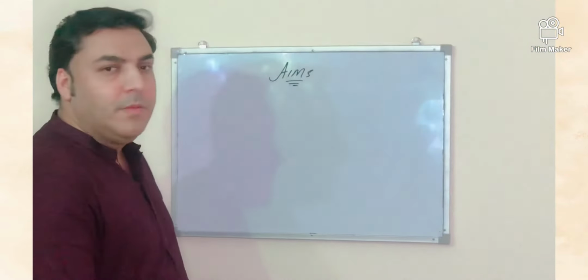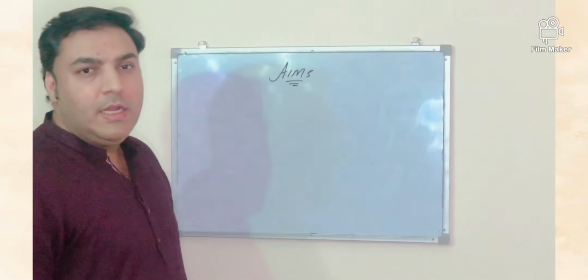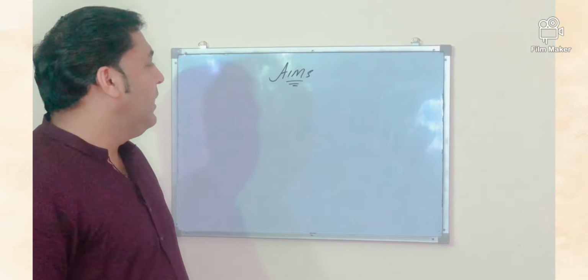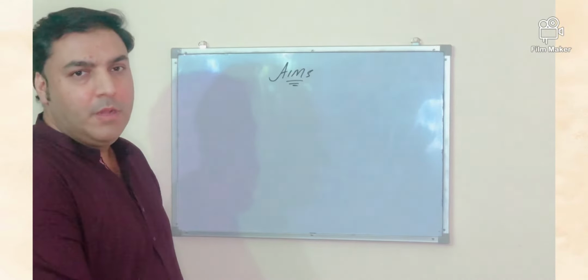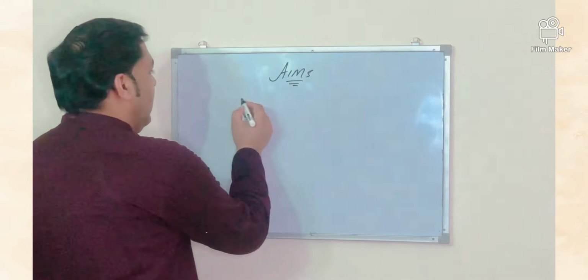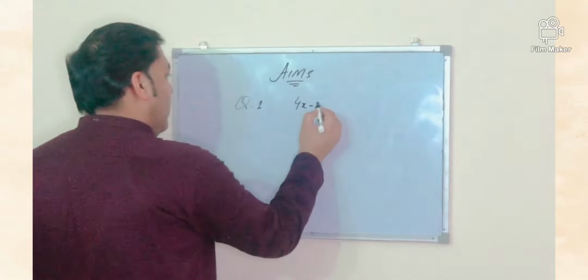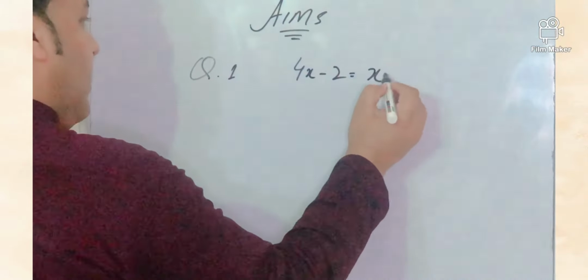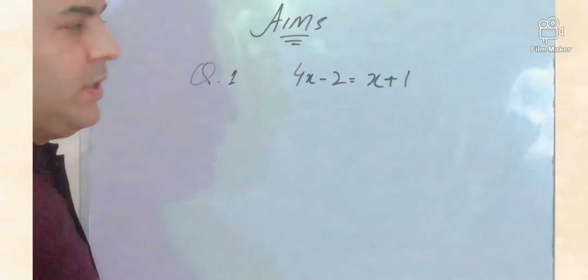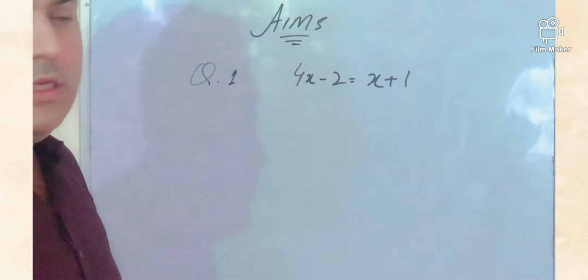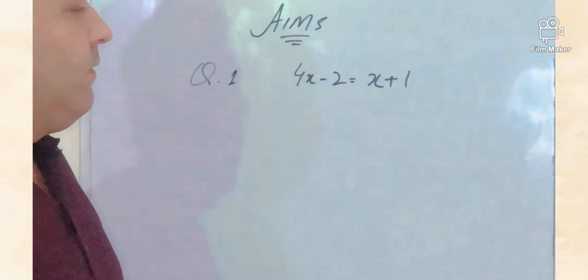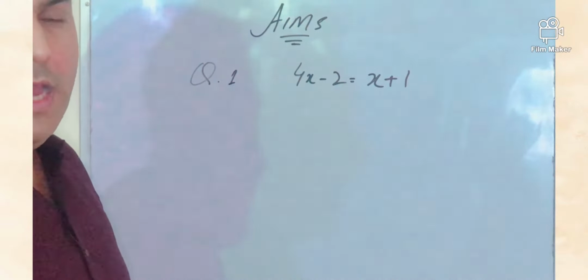Auzubillahiminash-shaytanir-rajim. Bismillahir-rahmanir-rahim. In our previous lecture, we ended at two questions regarding linear equations in one variable. What were those? This was our first question, and we know how to solve these kind of questions. And what were those two steps which we have to follow?